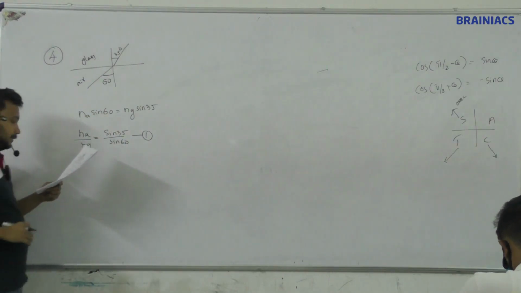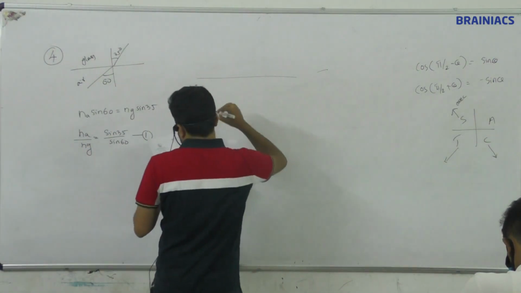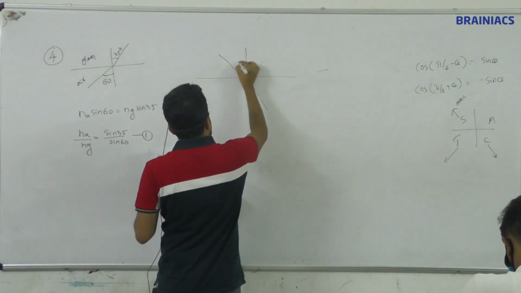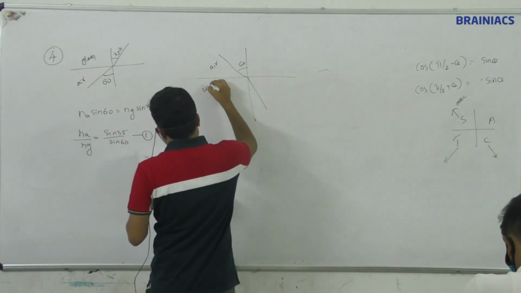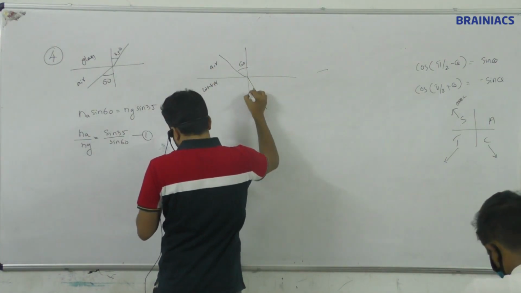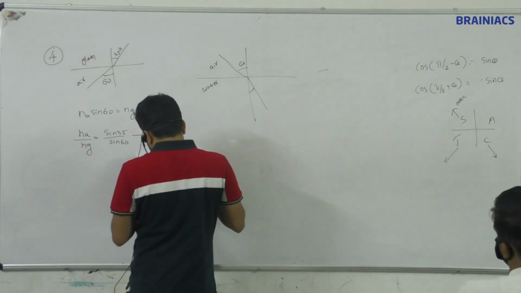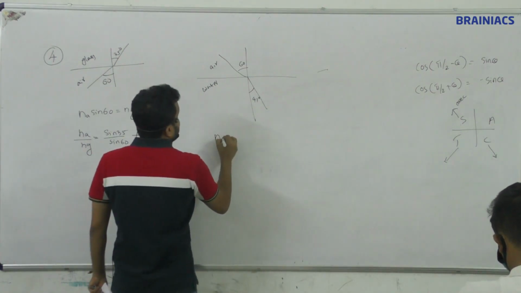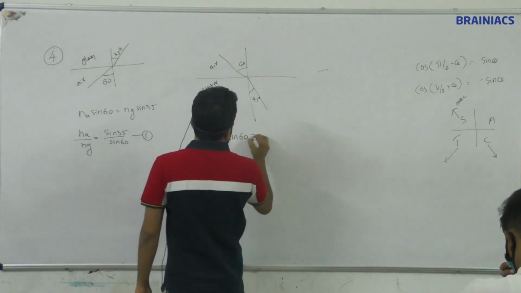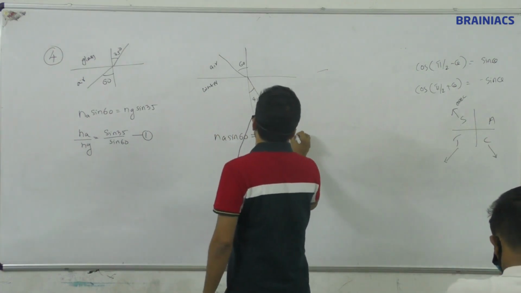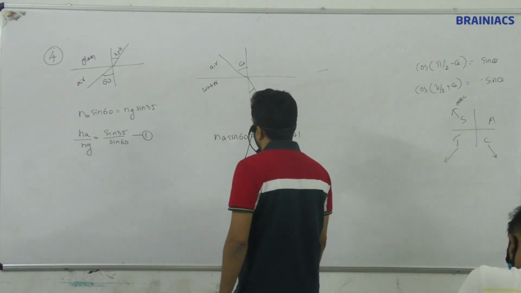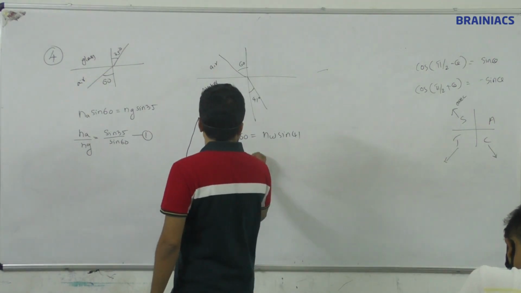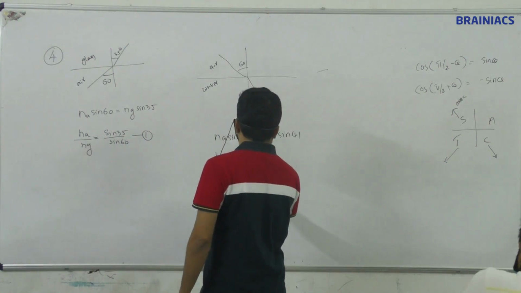I'll go to the second part, air to water. So like this, it's coming and going like this. So this is 60, this is air and this is water, and this is how much? 45 or 41. Okay, this is 41. Fine. n air into sine 60 equal to n water into sine 41. Okay, so n air by n water equal to sine 41 divided by sine 60.